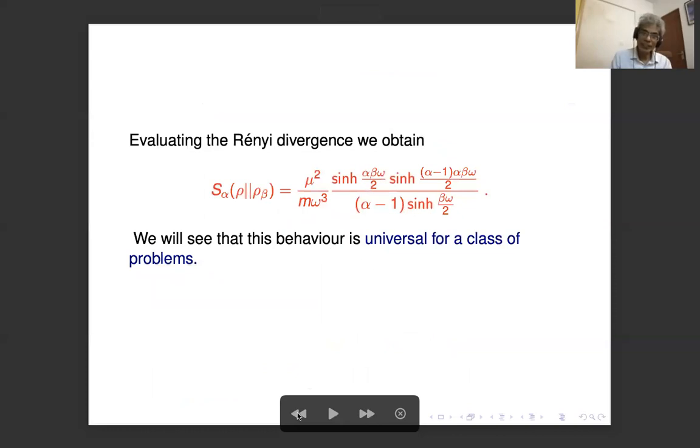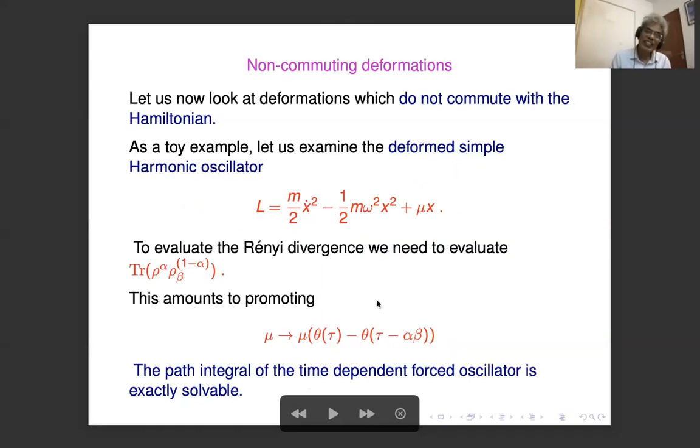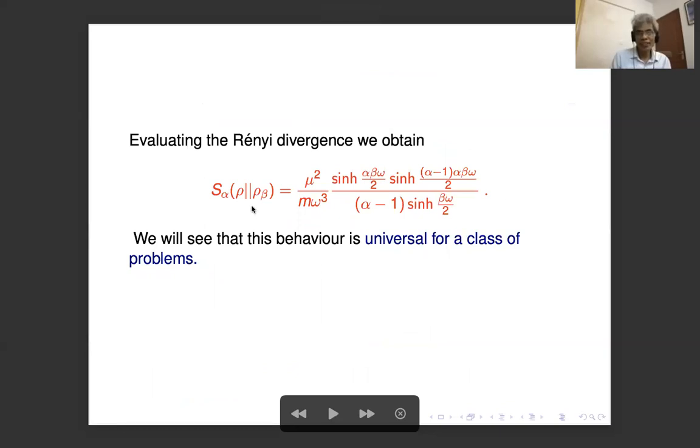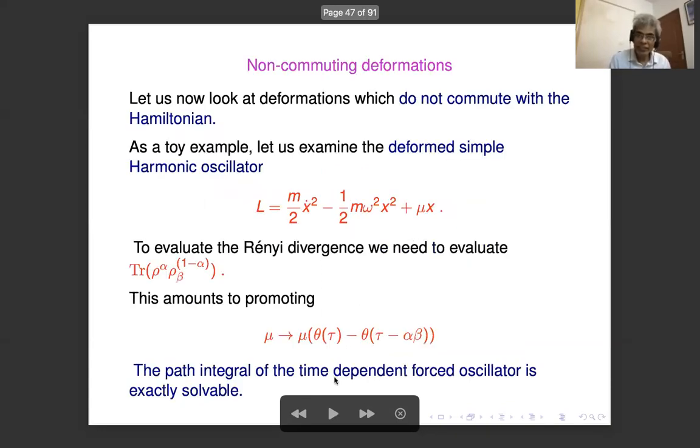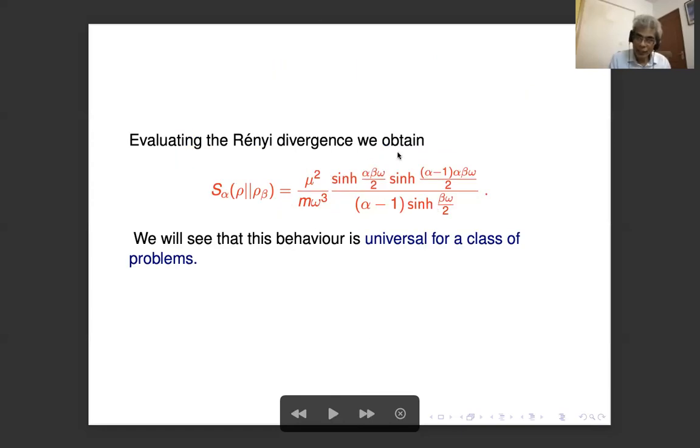Okay, and you can actually evaluate this. There is an exercise in Feynman and Hibbs, and if you use that, you can evaluate this problem exactly. And this is the answer. This is the answer for the alpha relative entropy between a rho, a density matrix of the harmonic oscillator in which it's turned on for a while, and the usual thermal density of the harmonic oscillator. And you can see the mu, the turning on strength, is coming in quadratically there. And there's a very nice alpha dependence, and omega is the frequency of the oscillator, m is the mass. So there is this nice dependence in alpha.